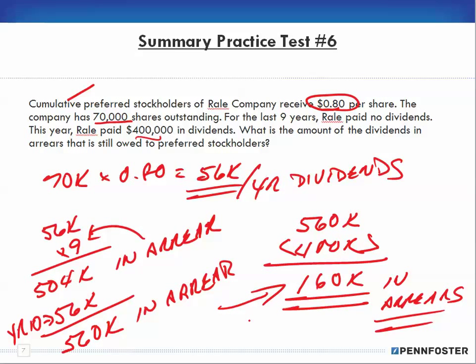Relatively simple. That one was easy because they made the numbers that easy. But if you had year 1, they got paid a portion, year 2, they got paid nothing, year 3, there was this dividend, it would have just gone on forever.